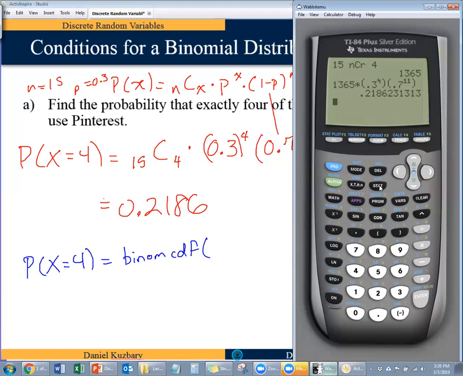And that is found under second vars. So hit second and click vars. Okay, let me do that again because I messed up. I'm on the home screen, hit second and then hit vars. See, it'll give you the distribution catalog.